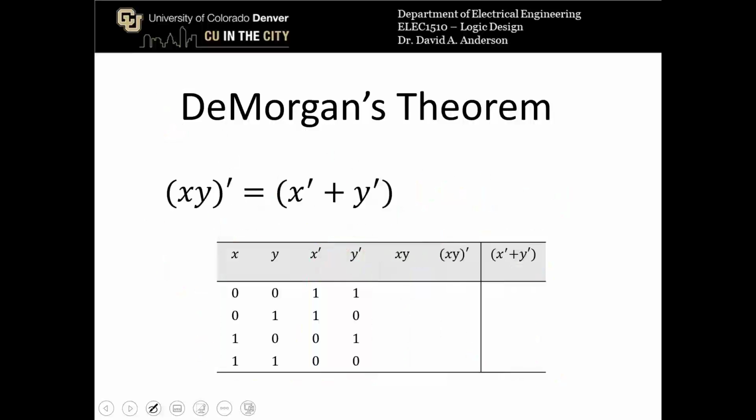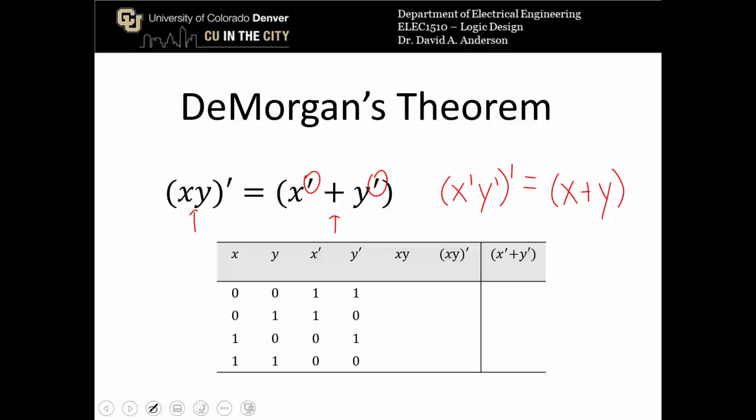The second case of De Morgan's theorem is where we flip the operation. So now we have x and y in parentheses prime is equal to the opposite operation, an OR, and then we flip the variables in terms of their complements. So x and y in parentheses prime is equal to x prime plus y prime. Now this could also be written as, just as I did in the last version, x prime y prime, parentheses prime, is equal to x or y.